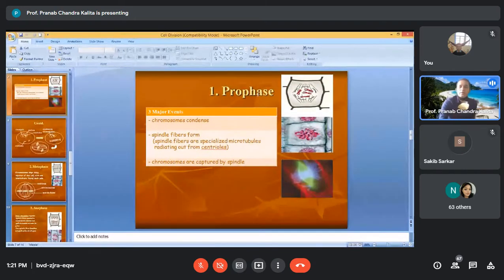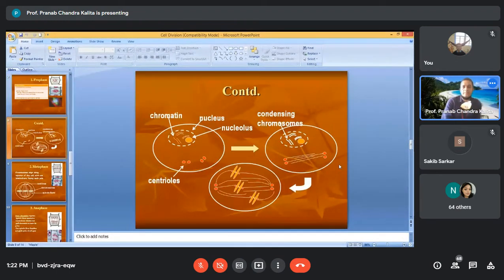So in prophase, what will happen? A major event in the prophase is that the chromosomes will condense. Then the spindle fibers form. Spindle fibers are specialized microtubules radiating out of the centrioles. And the chromosomes are captured by the spindle. These are the three major events: condensation of the chromosomes, formation of the spindle fibers, and capture of the chromosomes by the spindle. You can see these in the prophase stage.